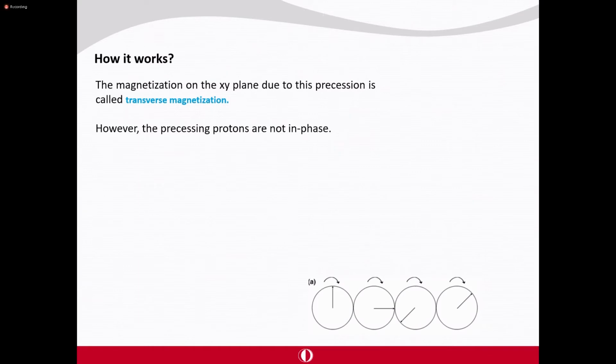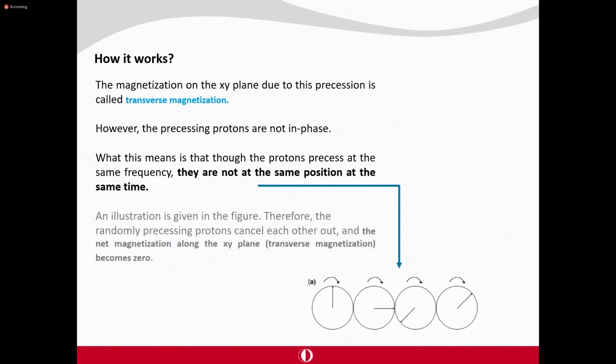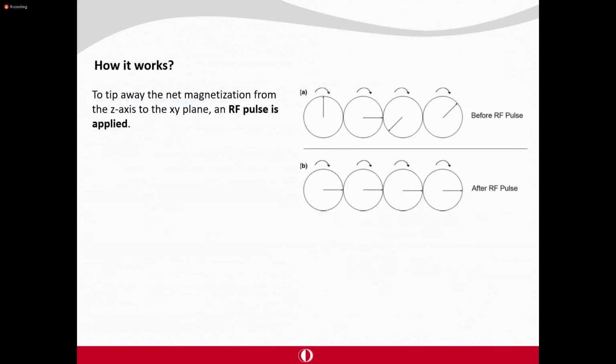However, when we talk about the transverse magnetization, we know that the precessing protons are not in phase, which means that in the XY plane, we are not going to find all spins at the same spot. So the protons precess at the same frequency, but they are not at the same position at the same time. An illustration is given, as you see in the slide. So the randomly precessing protons cancel each other, and the net magnetization along the XY plane normally becomes 0.